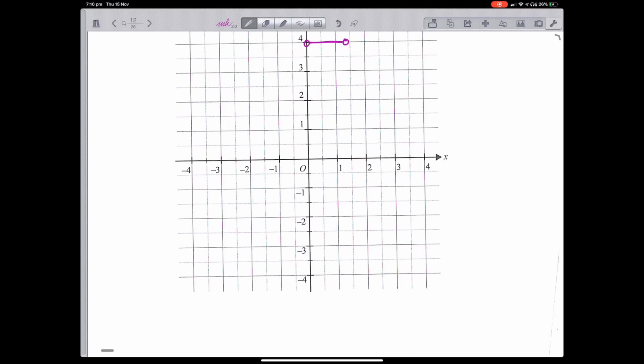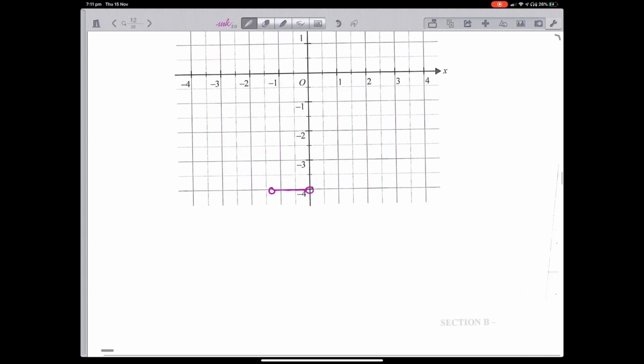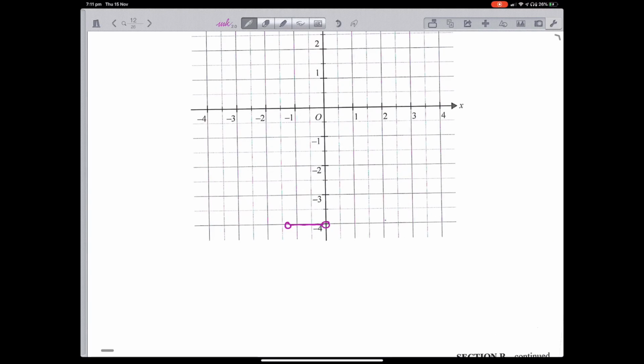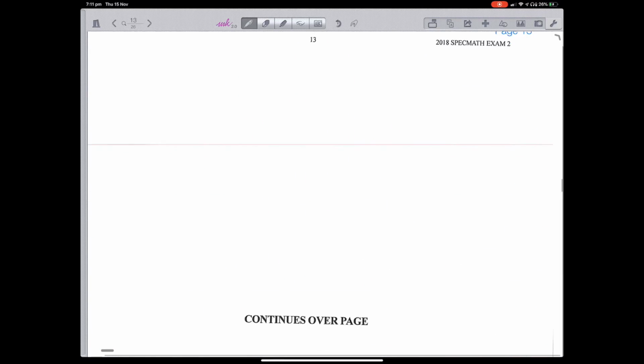And then negative 1.4, negative 4, so about there to there. Not exactly rocket science. I don't know what the aim of this question was. I flipped to the next page and then went, oh, there's nothing there. So that's it for question 1. Yeah, who knows?